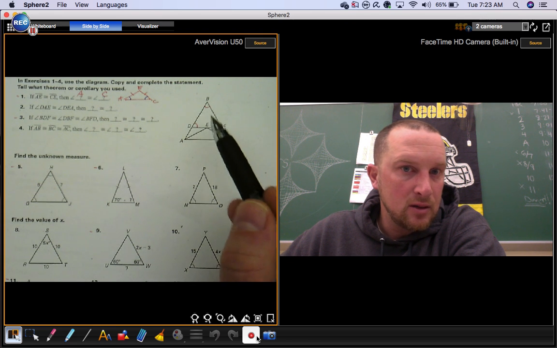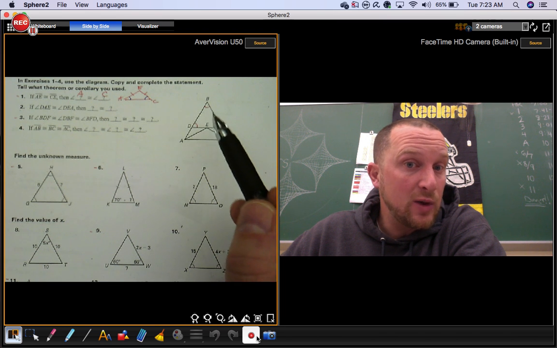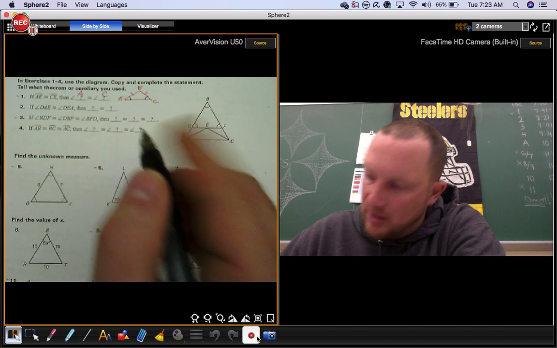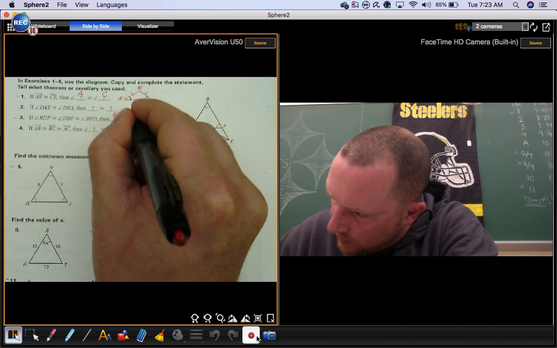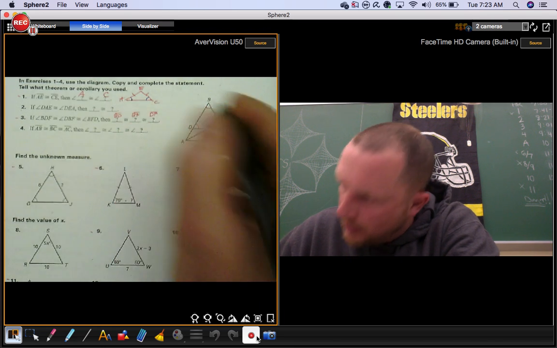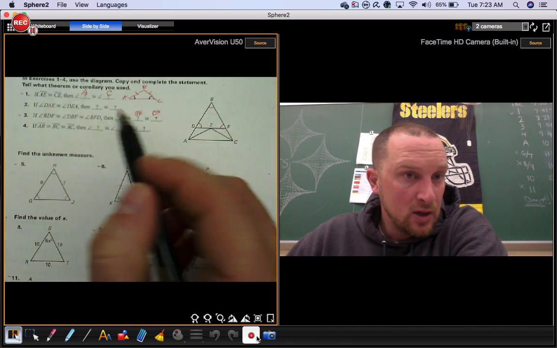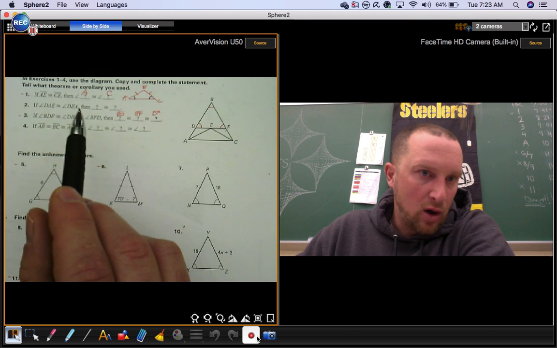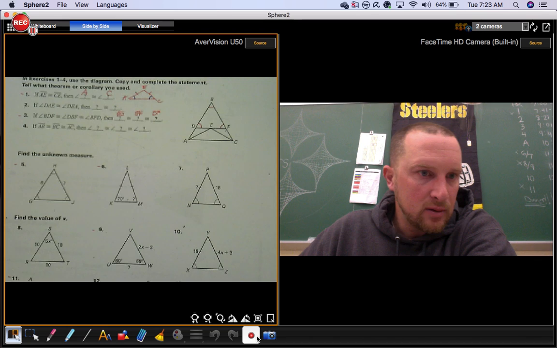Well, this would be an equiangular triangle. And we have a corollary that says if your triangle is equiangular, then it's also equilateral. So that means segment BD is congruent to segment BF, and that's also congruent to segment DF. If all of the angles are the same, then all the sides are the same. That's what that corollary says. Now, numbers 2 and 4 are basically the same thing. You might use the converse of the isosceles triangle theorem, or the converse of that corollary.